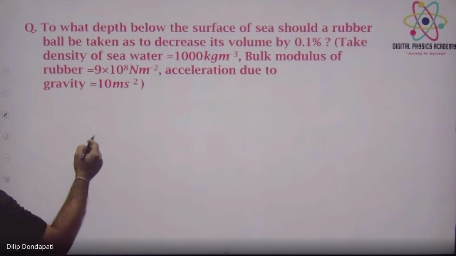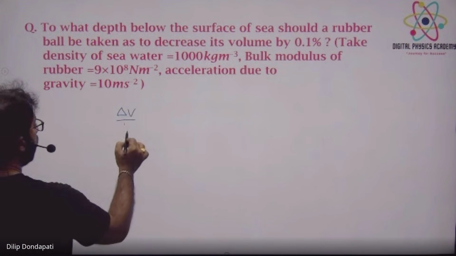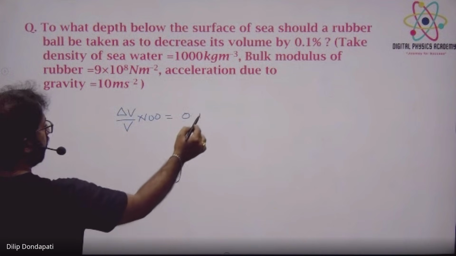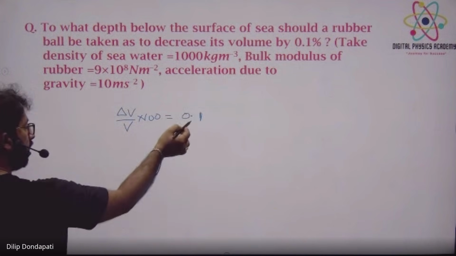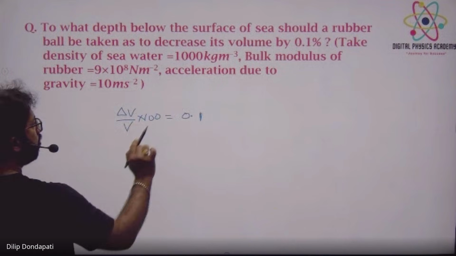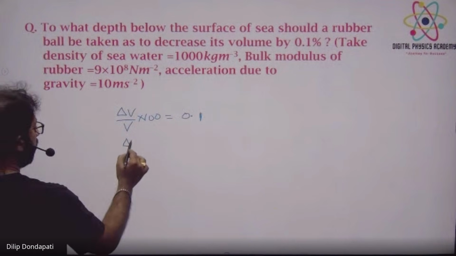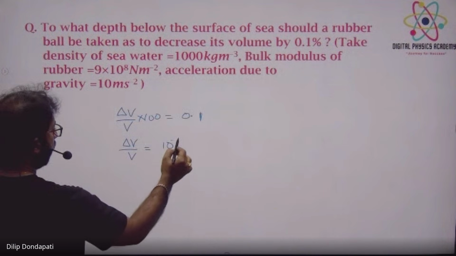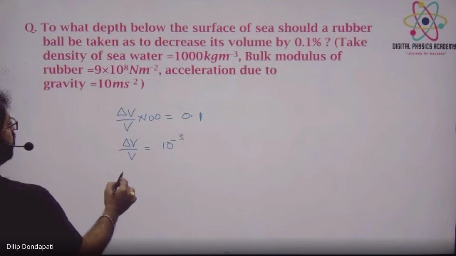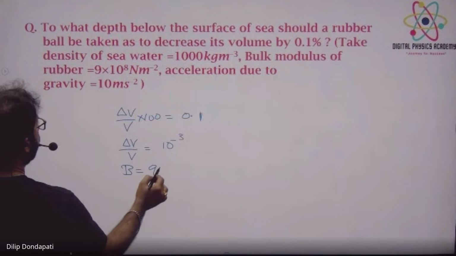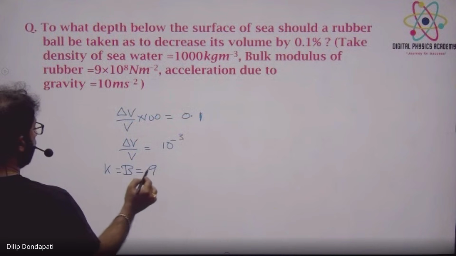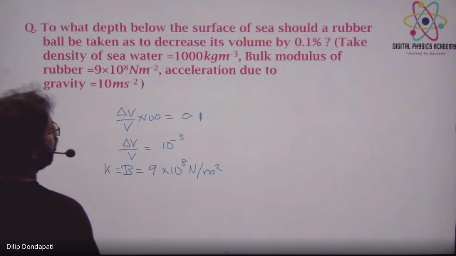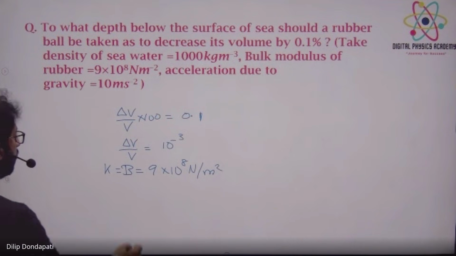मतलब what is 0.1%? Delta V by V into 100 is given as 0.1. Into 100 करने से ये परसेंटेज के वैल्यू डालने का. Again don't put by 100 वगैरह. So from this delta V by V is how much? So 1 by 100, 1 by 1000, 10 power of minus 3. But bulk modulus is also given, 9 into 10 power of 8. So find depth. How much depth means h we have to find.